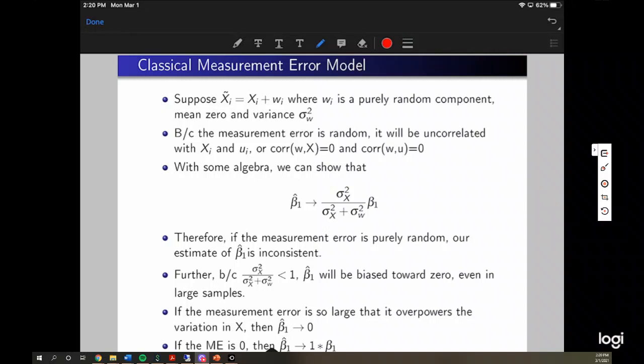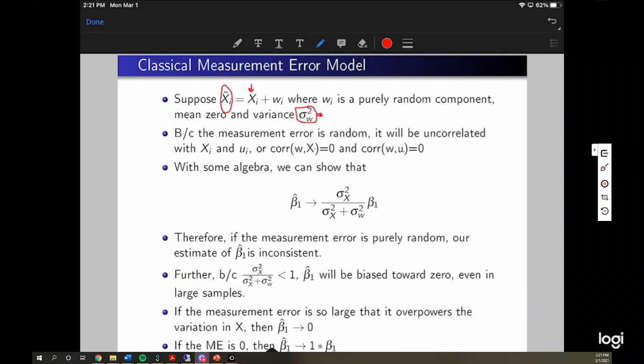We have something called classical measurement error. Suppose x wiggle is equal to the true value of x plus w, where w is a purely random component, mean 0 and variance sigma squared w. So this is the case where the measurement error is uncorrelated with the true x. The problem is that even so, we still get a biased coefficient of beta 1, and I'll show you how this happens in practice. Because the measurement error is random, it will be uncorrelated with xi, the true value of x, and ui, or correlation wx equals 0 and correlation wu equals 0.